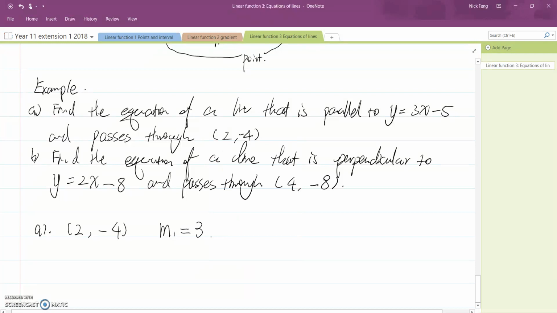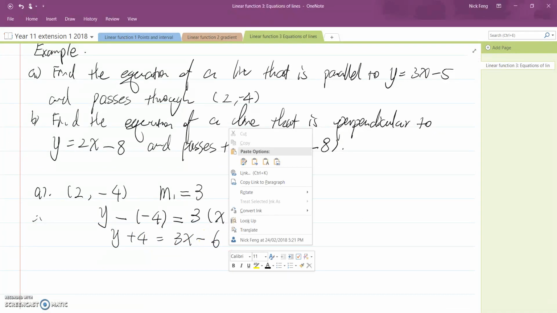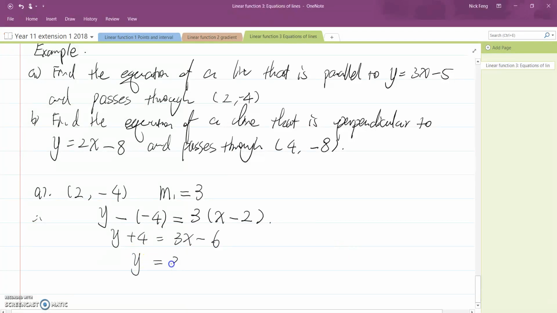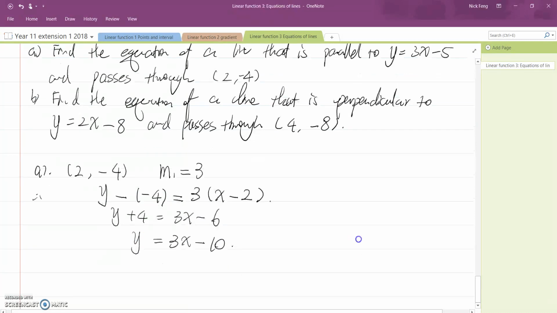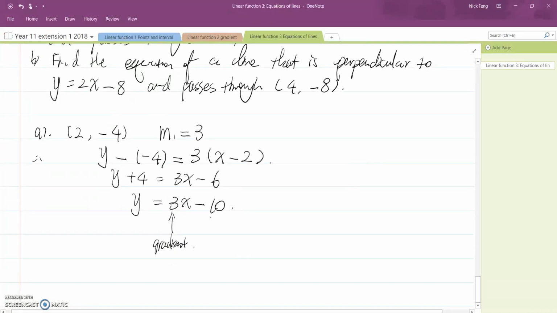So therefore, the equation of the line we're looking for would be y minus y1 equals m times x minus x1. Okay, so that is y plus 4 equals 3x minus 6. And if you tidy that up a little bit, that is y = 3x minus 10. So therefore, the line we're looking for is y = 3x minus 10 with the gradient 3, which of course makes sense, having the same gradient as the line we are given. And the y-intercept is negative 10.